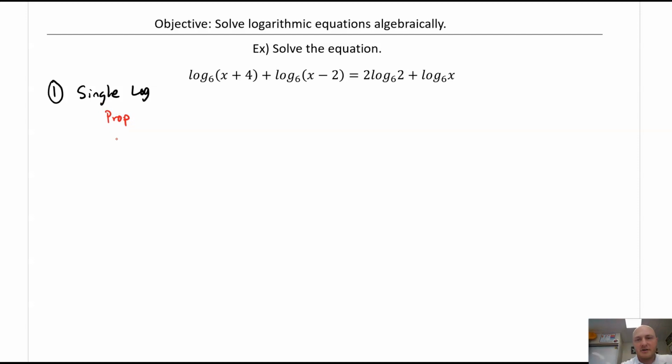My screen keeps glitching. I don't know if you guys are seeing this on your end. That's kind of weird.